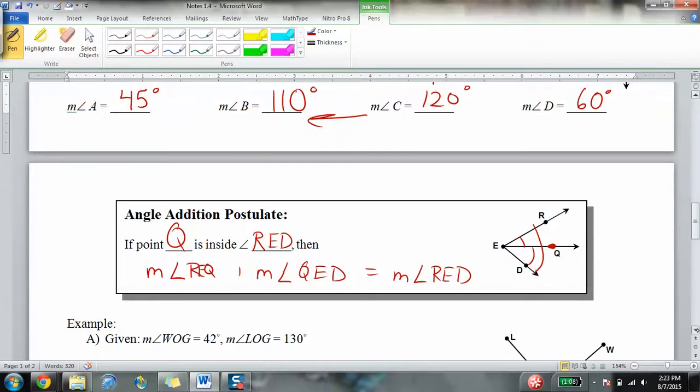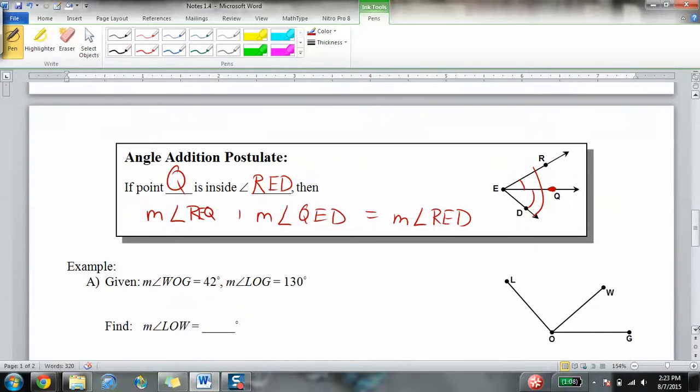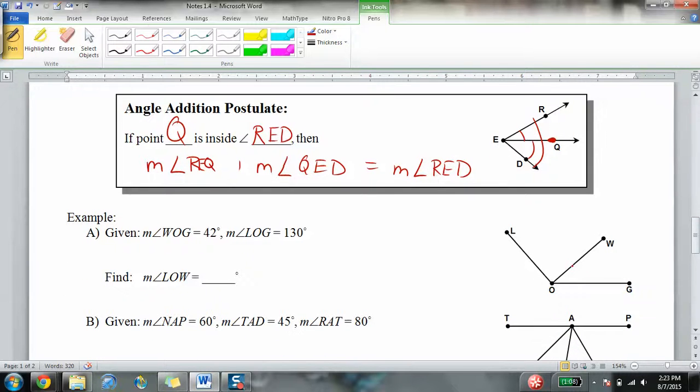Pretty intuitive. So using that, given that the measure of angle WOG is 42 degrees, the measure of angle LOG, the entire thing, is 130 degrees, find the measure of angle LOW. Well, if I know the whole thing is 130, and this piece, which is a part of the whole, is 42, I would just take the difference of that. So 130 minus 42 would give me 88 for angle LOW. 88 plus 42 should give me 130, my total.